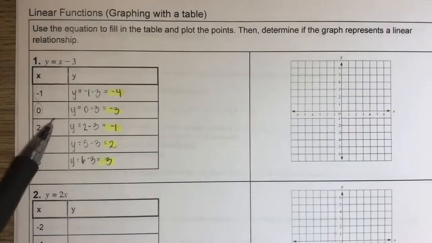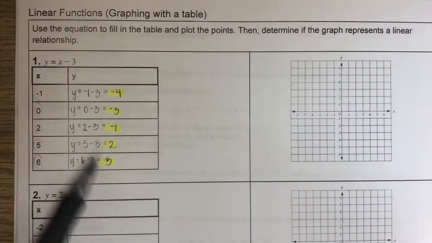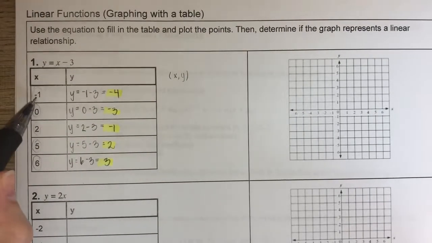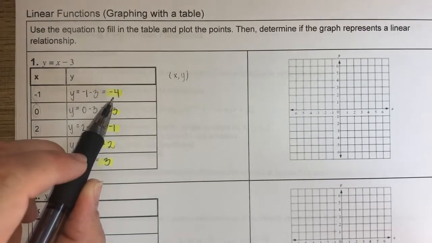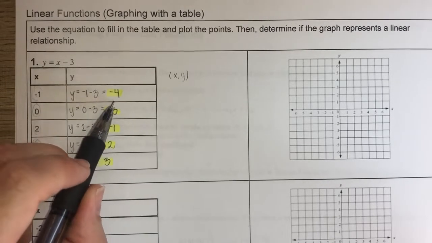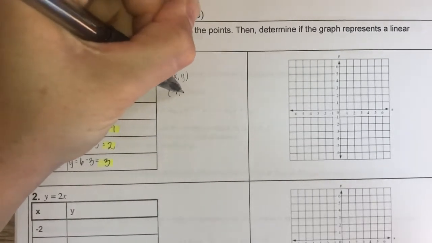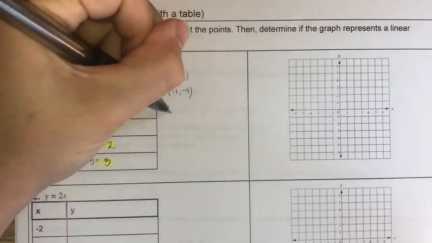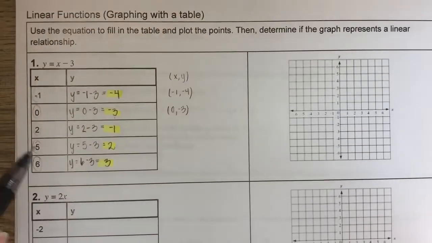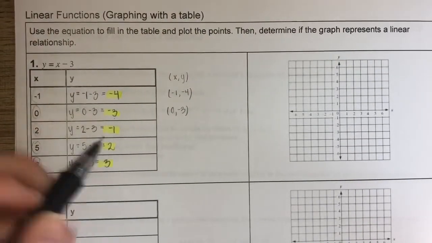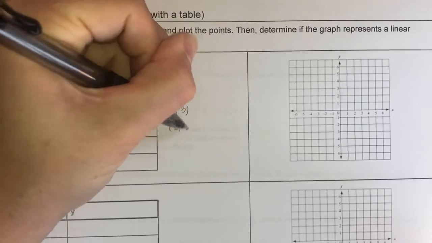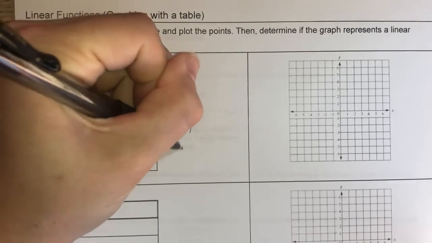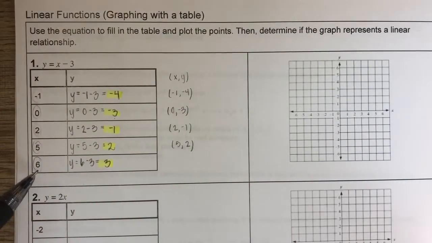Once we fill in this table, this gives us a list of points. So I'm going to write these points in x, y order. So the first point is my first x, -1, and the y that goes with it. So -1, -4. The next one is 0, -3. The next one is 2, -1. The next one is 5, 2. And the next one is 6, 3.